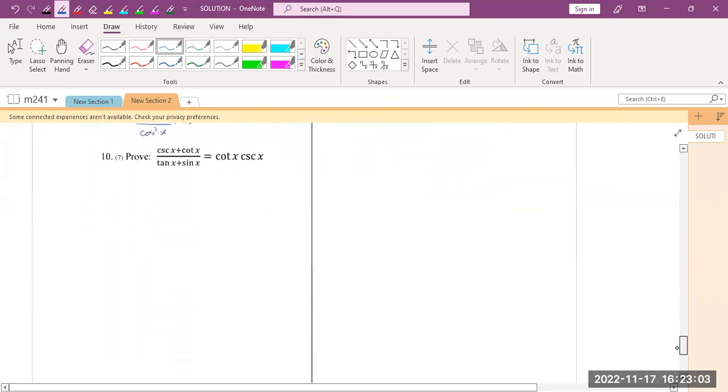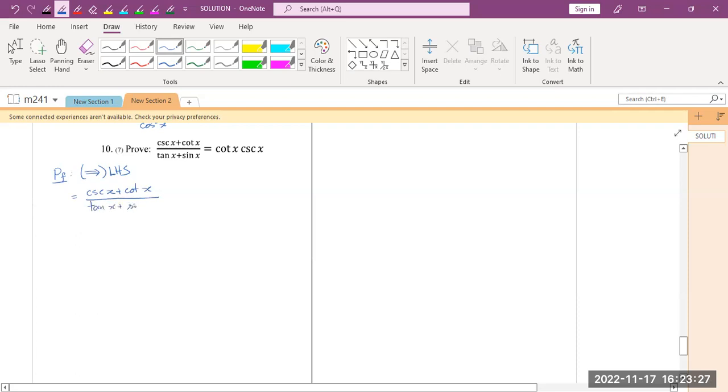Number 10. Yeah, apparently the left hand side is more complicated. You know what, let me start from the left, further left, in case I don't have enough space. So left hand side equals to cosecant x plus cotangent x over tangent x plus sine x.